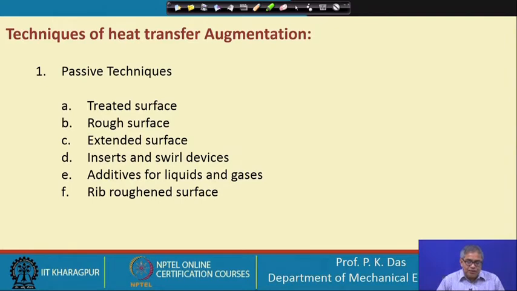So, techniques of heat transfer augmentation, a class of technique that are known as passive techniques. As the name suggests, in this technique we do not need any auxiliary power. We have some design modification, and with the design modification we can have the heat transfer augmentation.